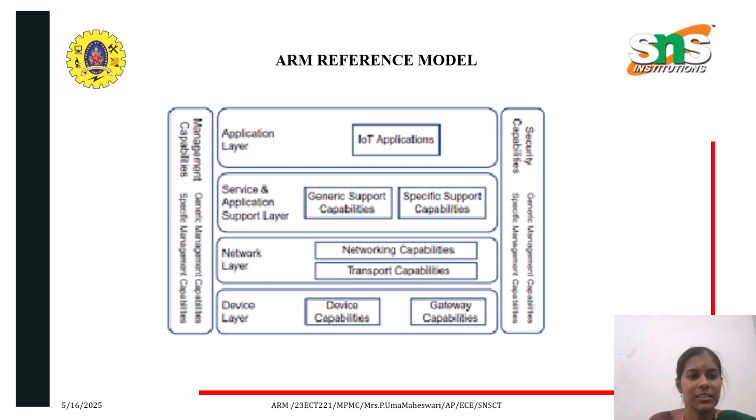I mean sensors, all the things. Working together means what all will come: sensors will come, and sensors will be interfacing with some other thing. So the microcontroller will also come, and you will be getting a microprocessor or controller, and then a cloud computing one. These are all combined and called the ARM reference model.